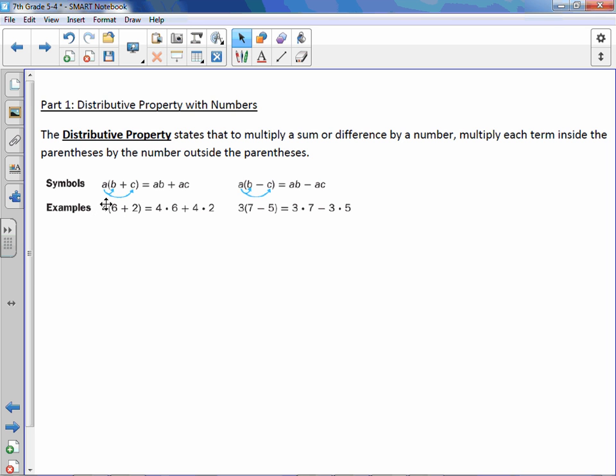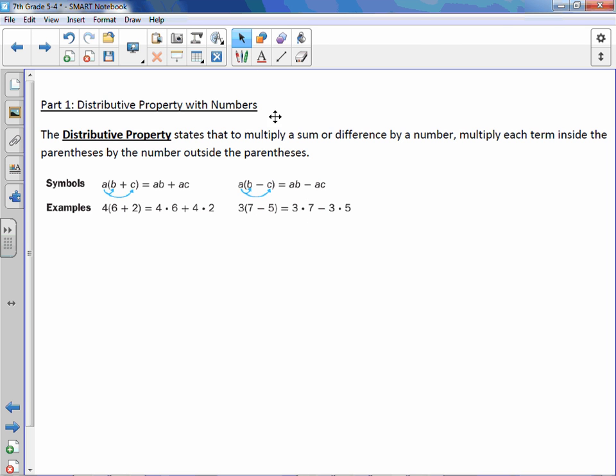So for example, if we were to do 4 times (6 plus 2), we would do 4 times 6, then 4 times 2, and bring your plus sign over. Same with subtraction. 3 times 7 and 3 times 5, and bring your minus sign down.